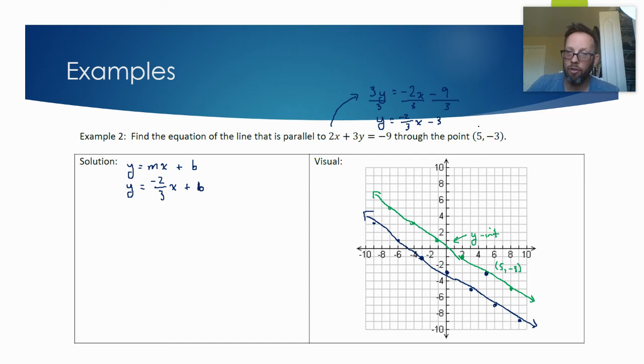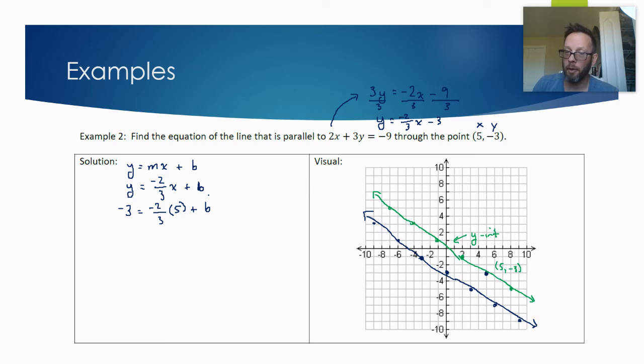Let's use our same strategy. When x is 5, y is -3. We know that y is -3 when you plug in x equals 5. And now we solve this equation.